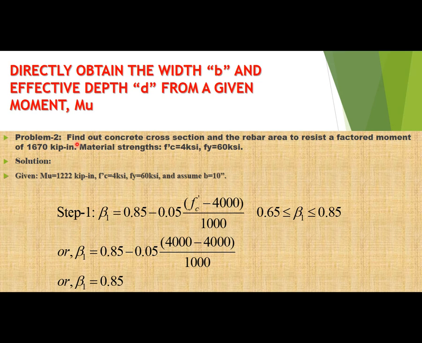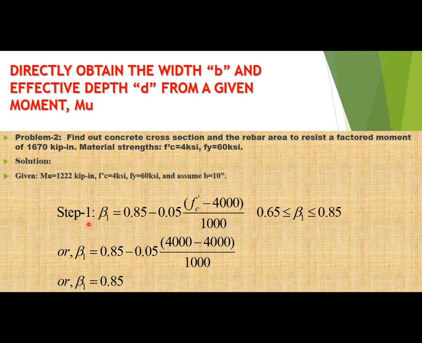The problem states: find out the concrete cross section and the rebar area to resist a factored moment of 1670 kip-in. Material strength: f'c is equal to 4 ksi and fy equals 60 ksi. Solution: we are given that Mu equals 1222 kip-in, f'c equal to 4 ksi, fy equal to 60 ksi, and let's assume that b equals 10 inches, the breadth of the beam.